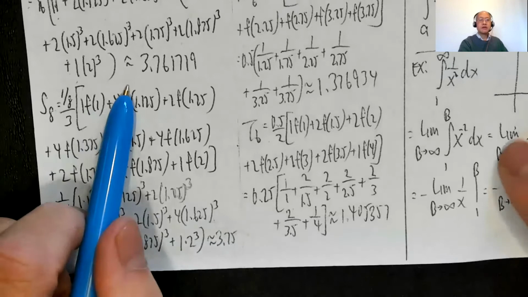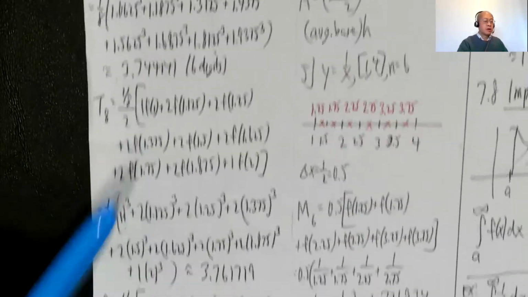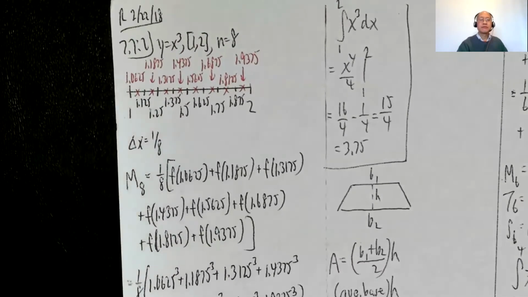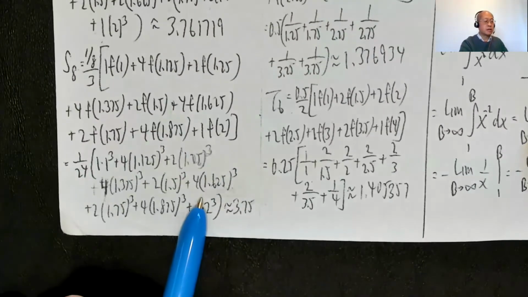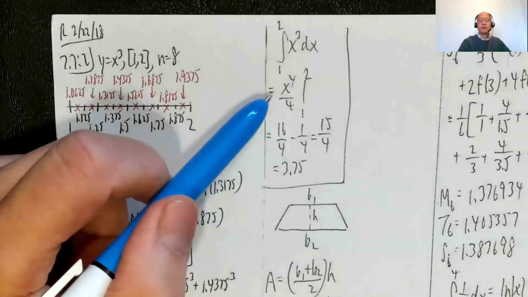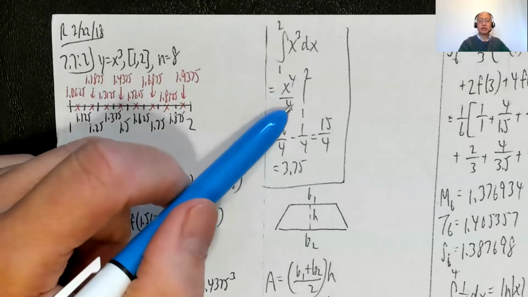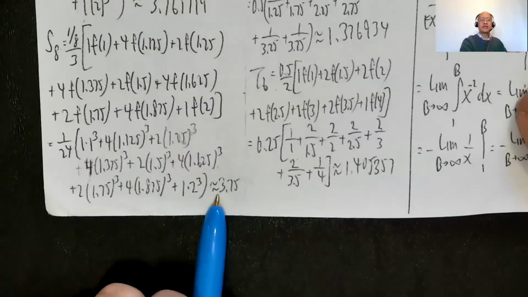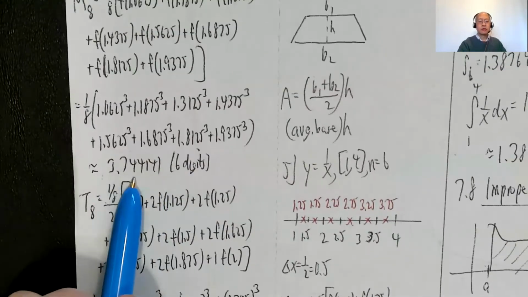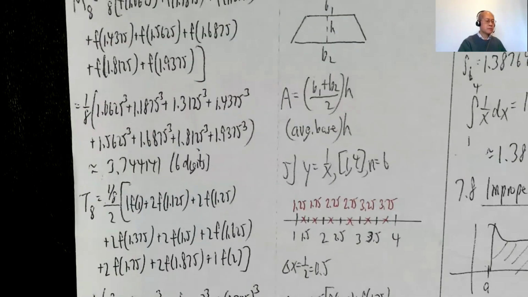So you can see they're fairly close. What's the actual value? I believe if you actually integrated this, we get 3.75, which indicates that Simpson's rule was the best approximation. Oh yeah, we have it here. Integral from 1 to 2 of x cubed dx, x to the 4th over 4. Plug in 2, you get 16 over 4 minus 1 over 4, 15 over 4, which is 3.75. So you can see Simpson's rule gave us the exact answer, 3.75. Trapezoidal rule, a little bit higher. Midpoint rule, a little bit lower.